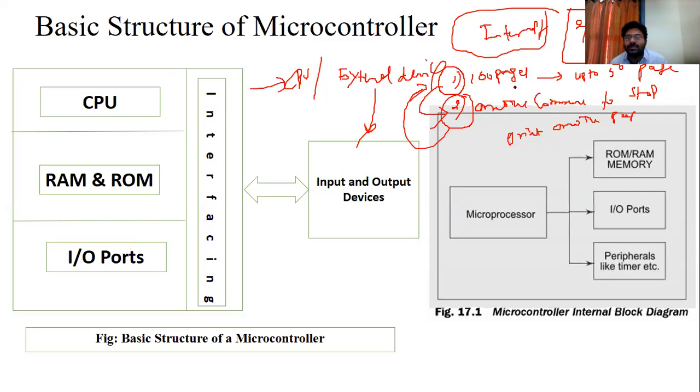Once you give an interrupt to the microprocessor, whatever operation it was performing is paused and saved, and it comes to whatever interrupt you have given. Once that interrupt operation is completed, the microprocessor goes back to the current operation. That you can call an interrupt.